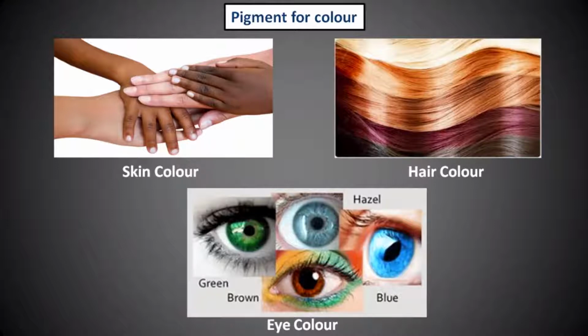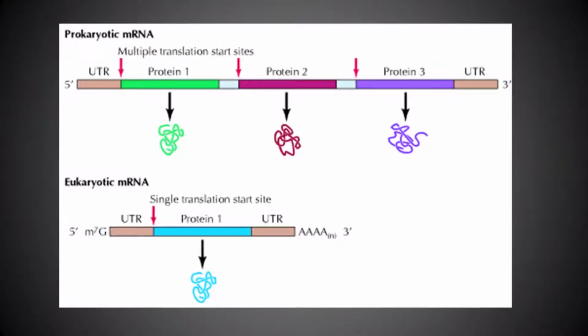And what is a gene? A gene is a small segment in the DNA. It is a portion of DNA that codes for some protein, and this protein makes the pigment responsible for your eye color.